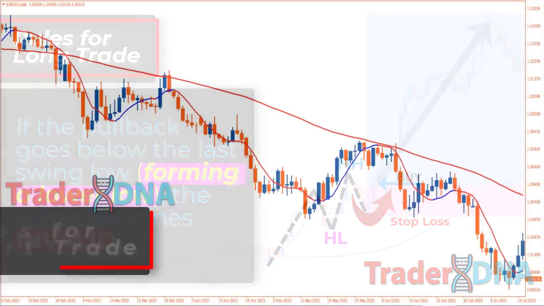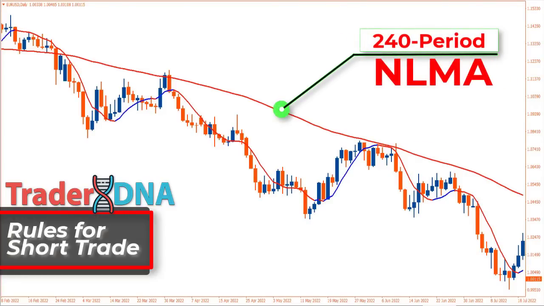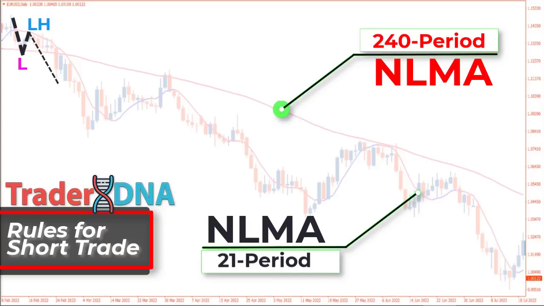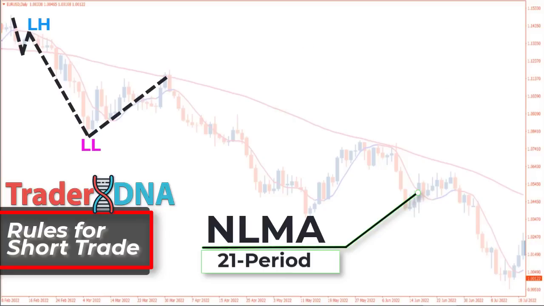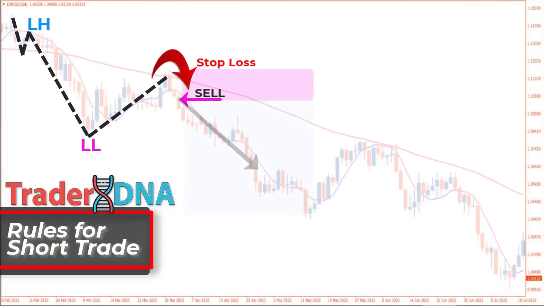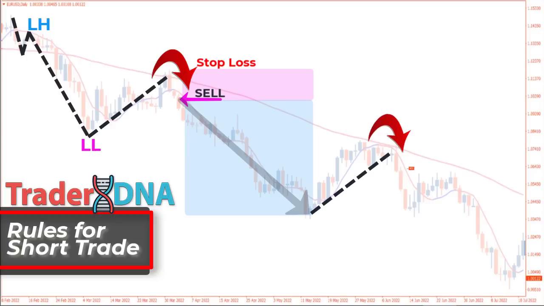Rules for short trade. First, the 240-period non-lagging moving average is sloping down, or red line. Second, the 21-period non-lagging moving average highlights lower highs and lower lows. Third, wait for the 21-period non-lagging moving average to start pulling back upwards. Fourth, go short when the price closes below the 21-period non-lagging moving average, or red line. However, if the pullback rises above the last swing high, forming a higher high, the setup becomes invalid.